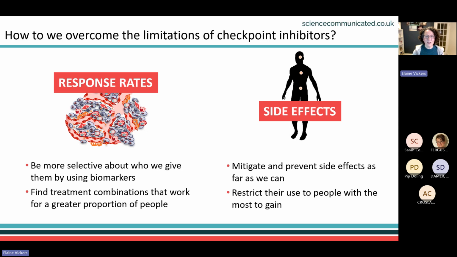Again, mitigating side effects is an important issue. How do we reduce the impact of the immune checkpoint inhibitors? How do we reduce the problems that they can cause? And again, another way to mitigate side effects is just to restrict the use of immune checkpoint inhibitors and make sure that we're selecting the patients who most need them.